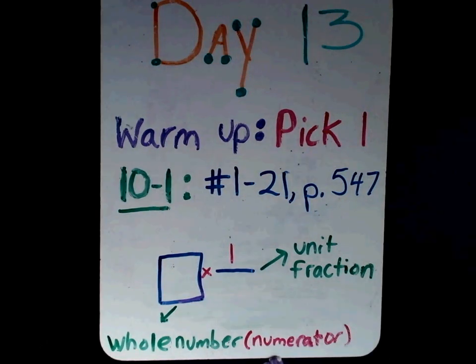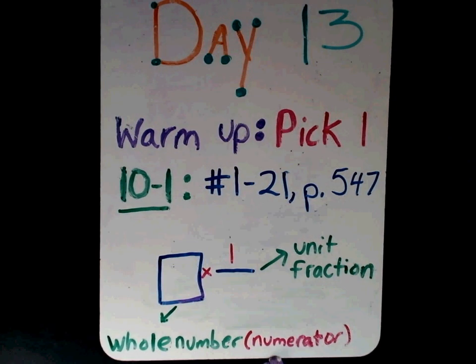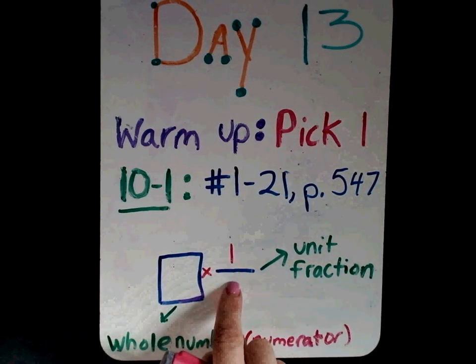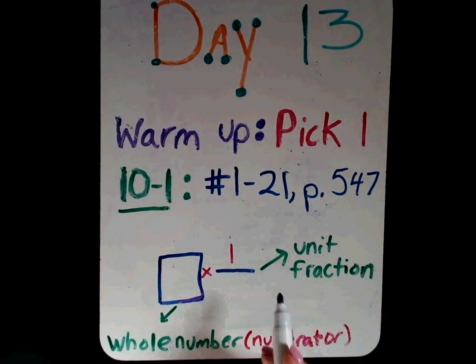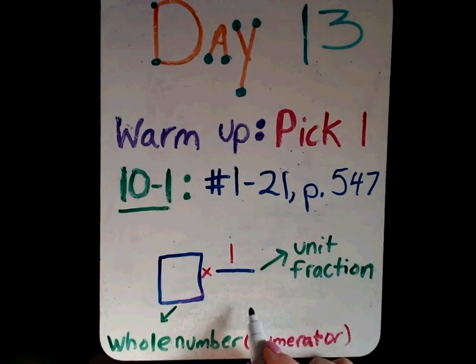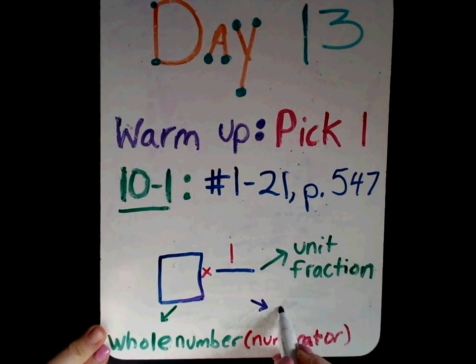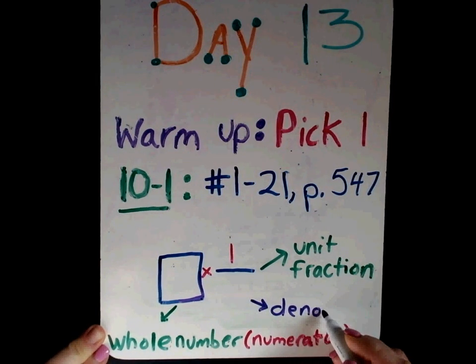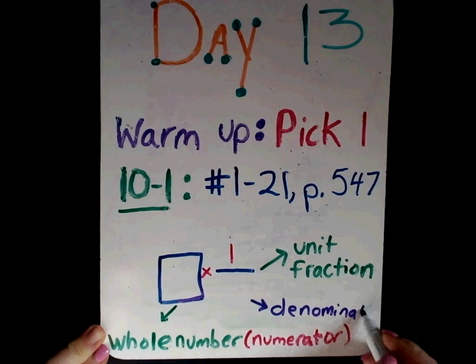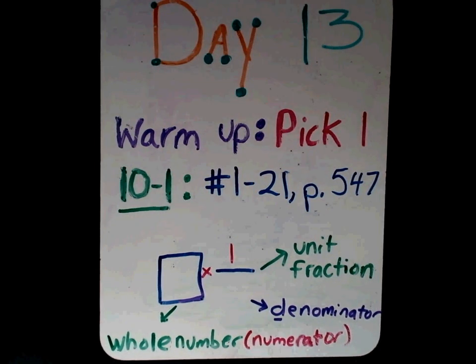Remember, when you are splitting up the fraction that they give you and making a multiplication problem from it, this number here will be your big number. That's going to be the whole number, so that will be your numerator. And then this will be the unit fraction. So remember, the numerator has to be 1, and then the denominator will stay the same. So this will be your denominator. And remember, denominator, the D is down, numerator N is north.